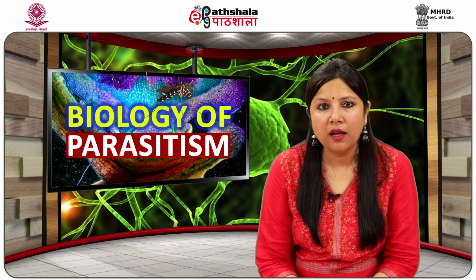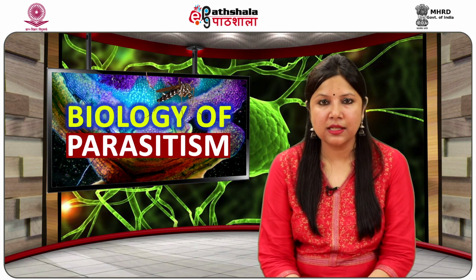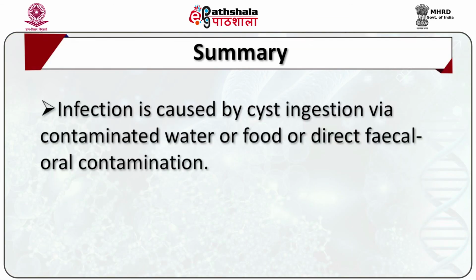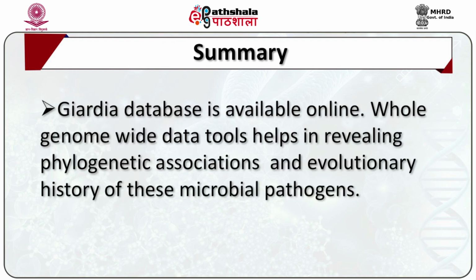Giardia lamblia has two main stages in the life cycle, the cyst and the trophozoite. Infection in the mammalian host such as humans is caused by cyst ingestion via contaminated food, water or direct fecal-oral contamination. The Giardia database is available online. Whole genome-wide data tools help us to reveal phylogenetic associations and evolutionary history of these microbial pathogens.